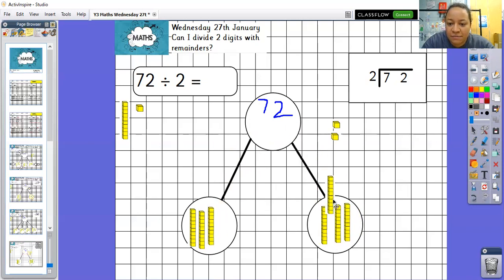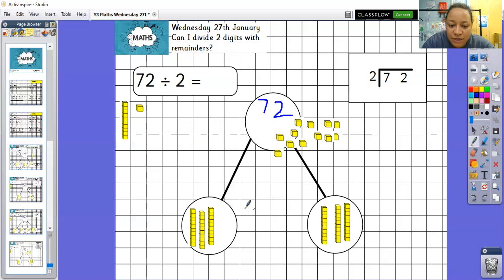Oh, I've got 1 here that I can't share equally. I'm going to exchange that one for 10 ones. So 1, 2, 3, 4, 5, 6, 7, 8, 9, and 10. Okay, so I'm going to catch up with my bus stop technique.